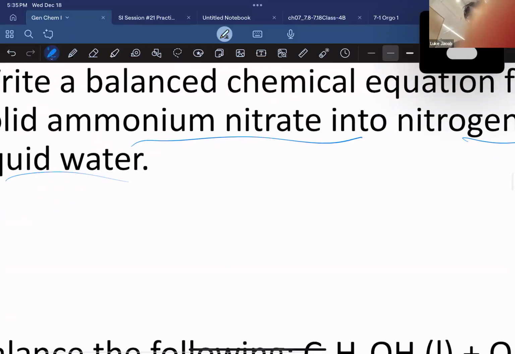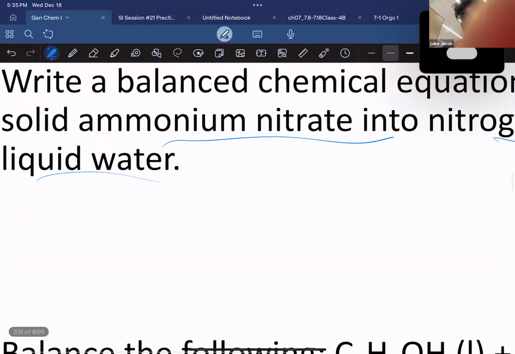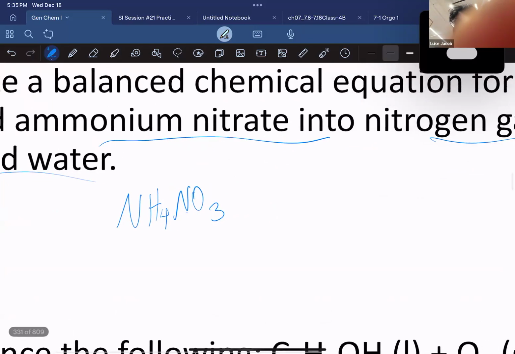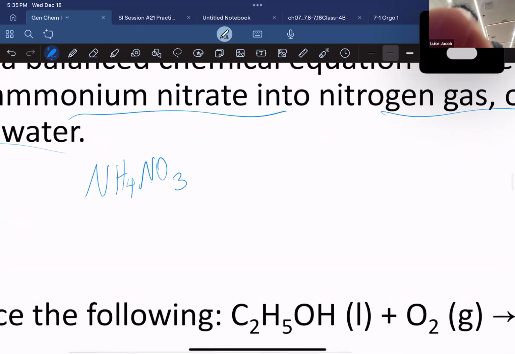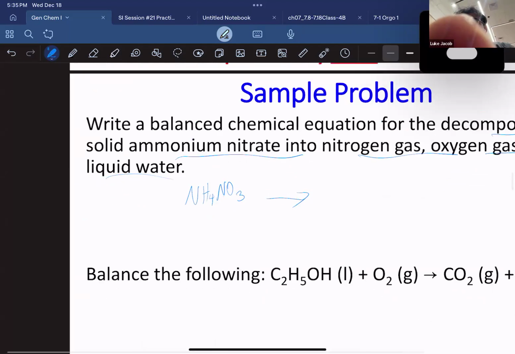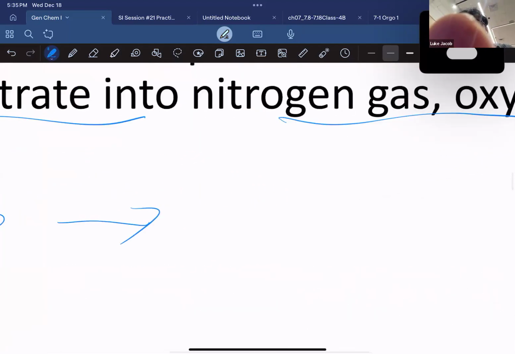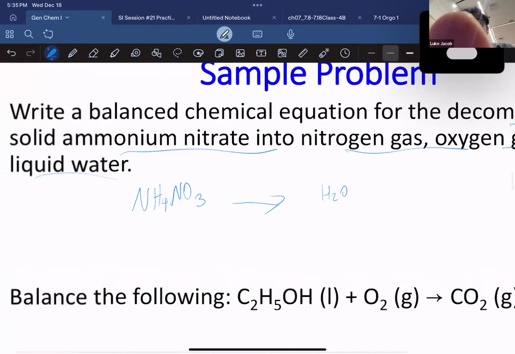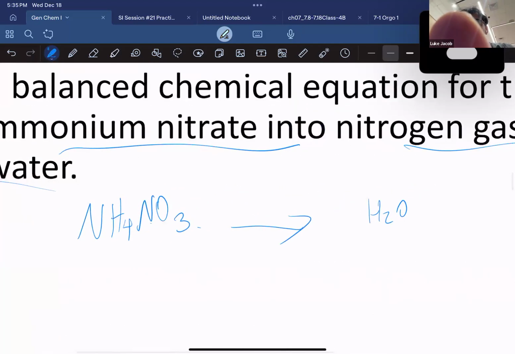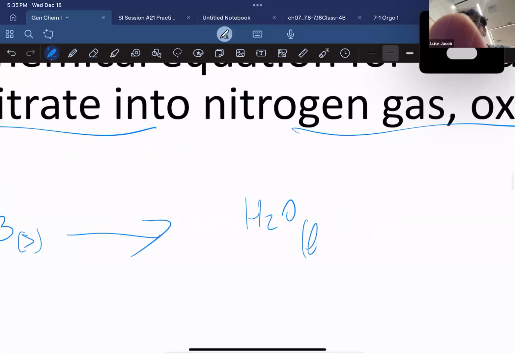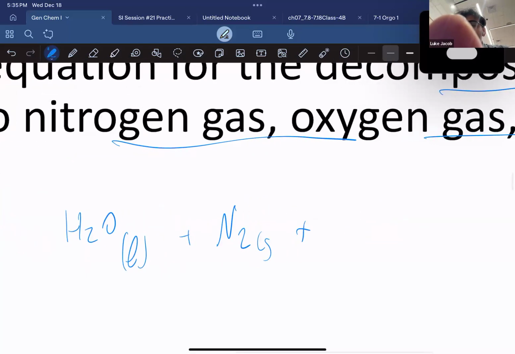All right, so how would we do this? Ammonium is NH4 plus, nitrate is NO3 minus, so you would get NH4NO3 like this. This is the formula, all right? Make sure you memorize those polyatomics. It decomposes to nitrogen gas, oxygen gas, and liquid water, so you're going to have H2O. Oh yeah, remember the states of matter. That's really important. So it's solid, right? It's liquid here. Nitrogen gas is gas, and oxygen gas is gas, right?